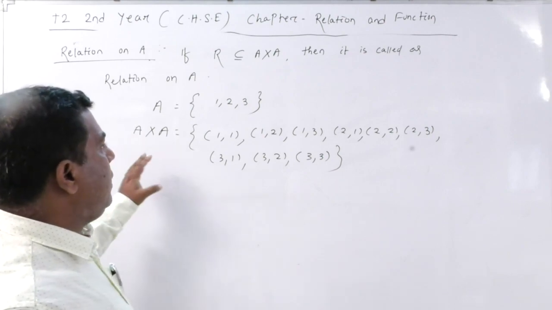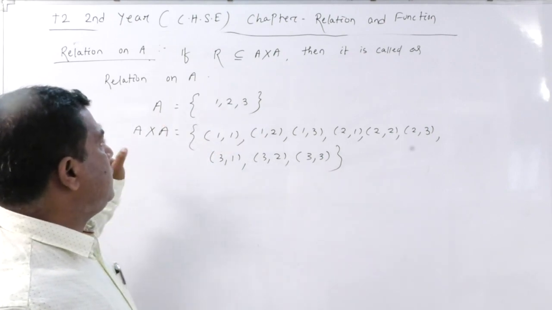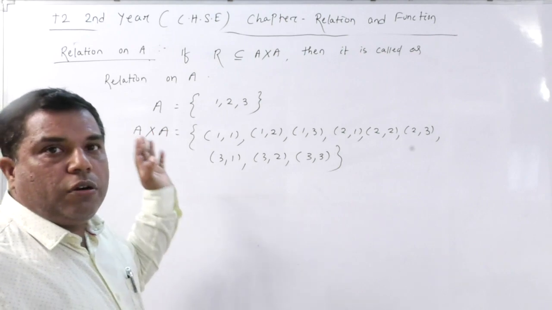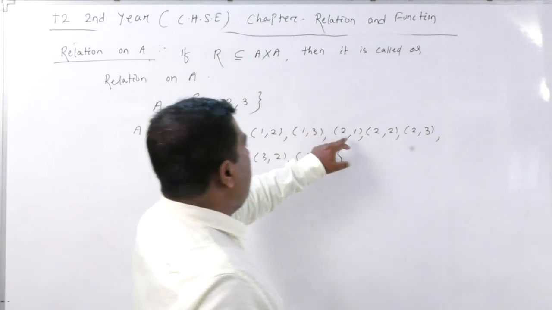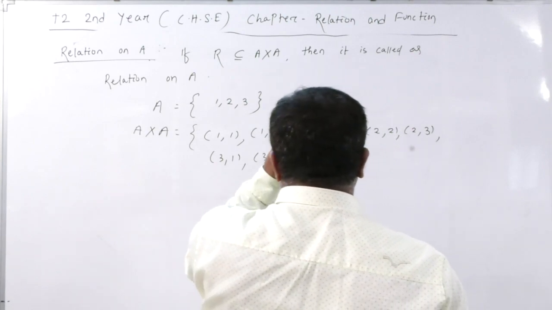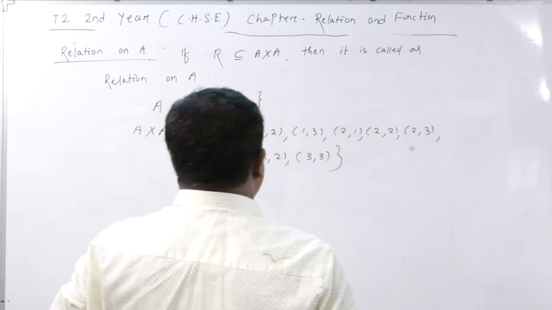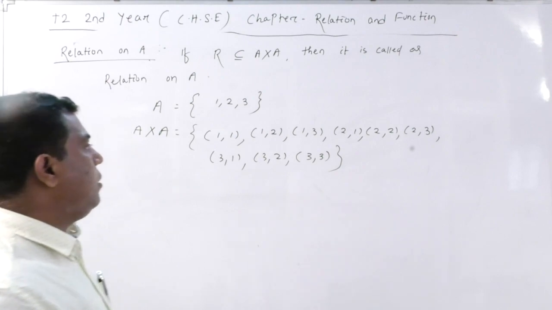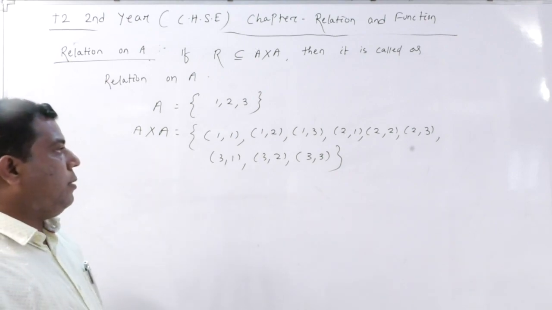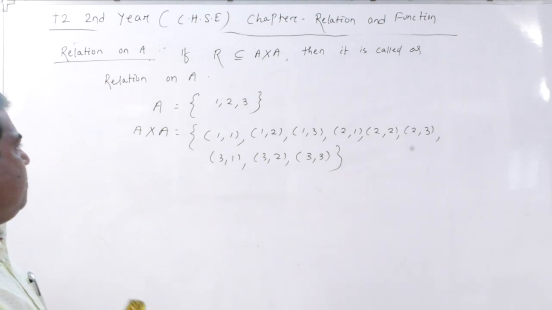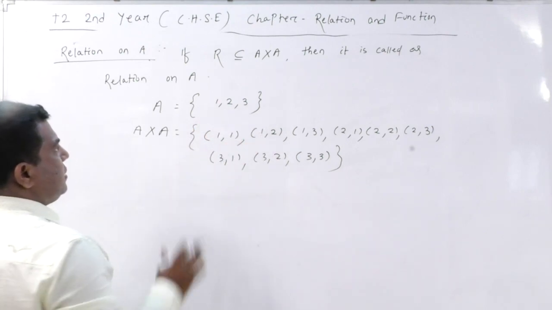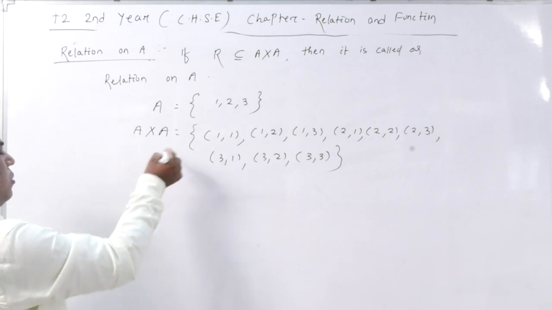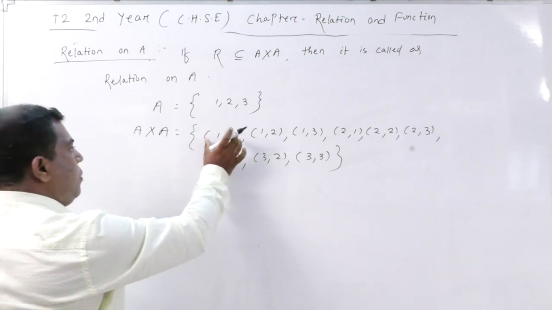Now, if A has 3 elements, A cross A should contain how many elements? 9 elements. 1, 2, 3, 4, 5, 6, 7, 8, 9. Yes, it contains 9 elements. So it is correct.